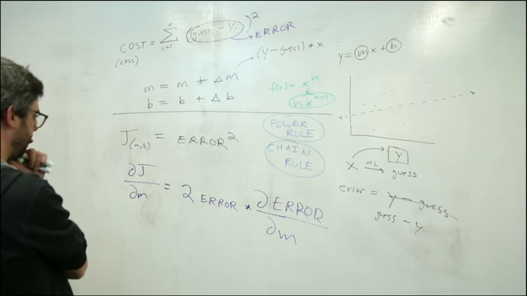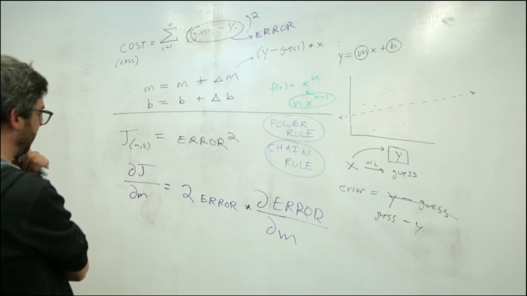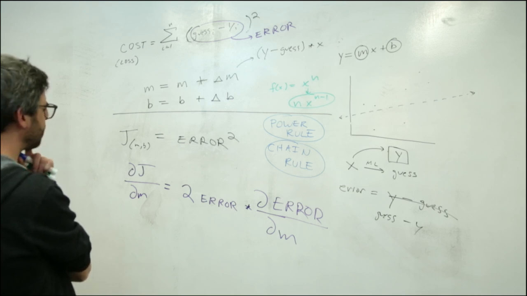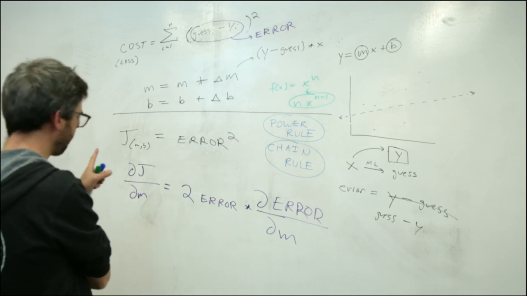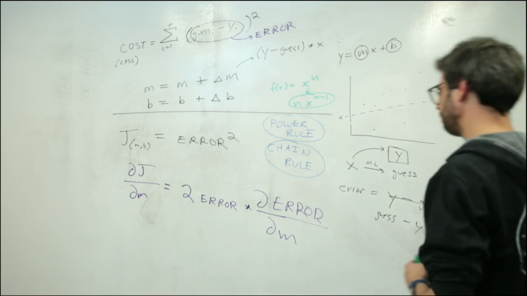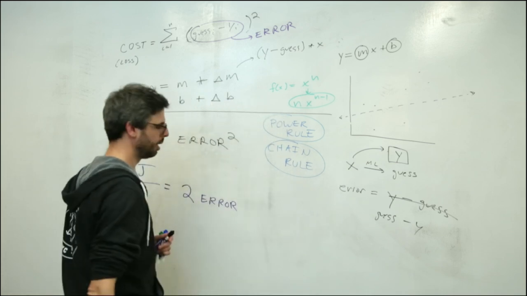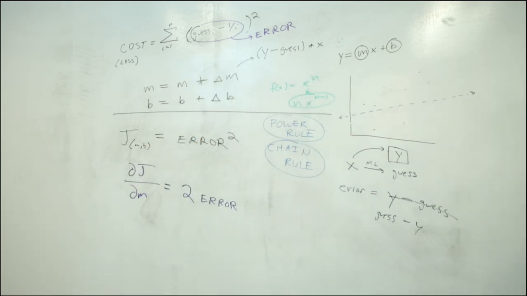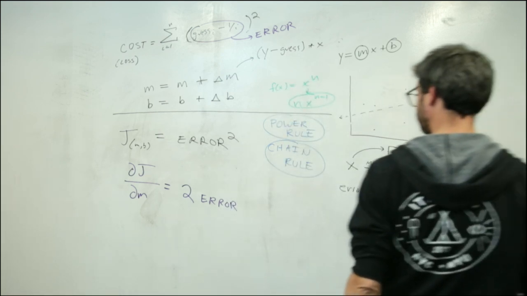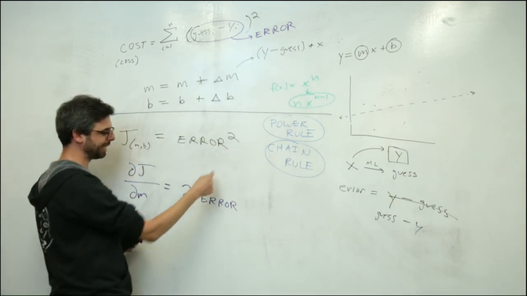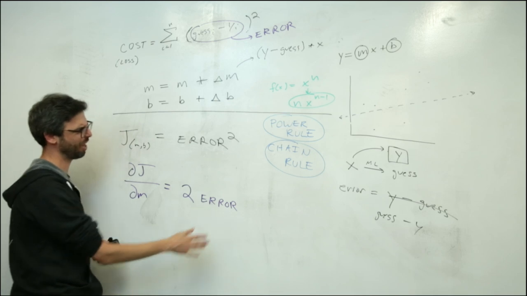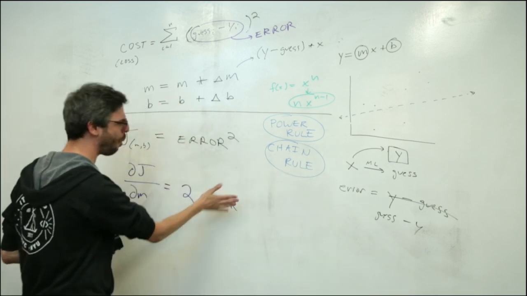But I'm going to keep going. 2 times error times, okay. Maybe I'm going to try to explain the chain rule really quickly. Let me back up for a second. So I did the power rule. So the power rule says now 2 times error. But I also need the chain rule. I'm not done. Why do I need the chain rule?